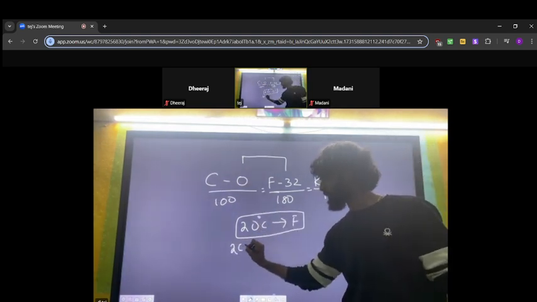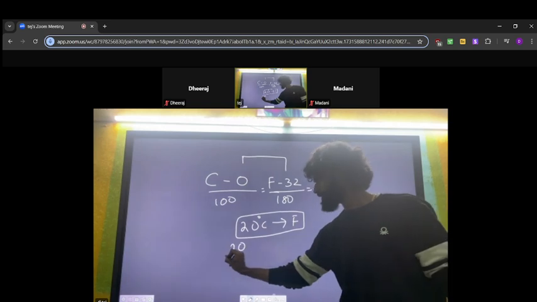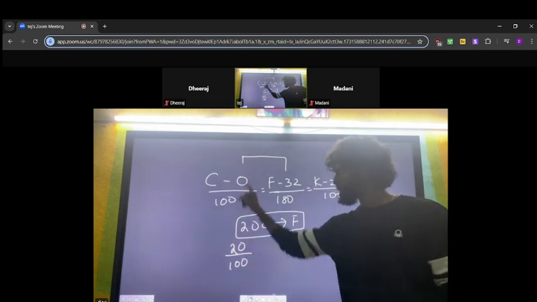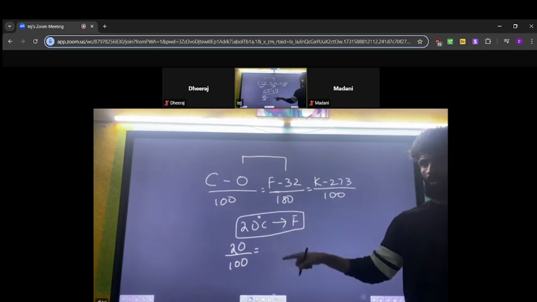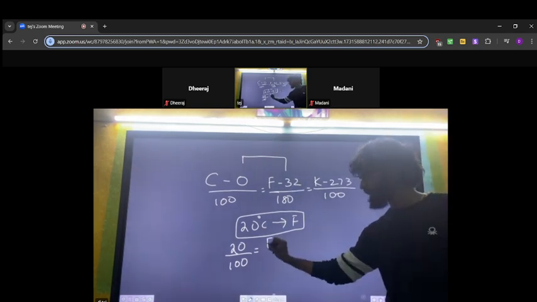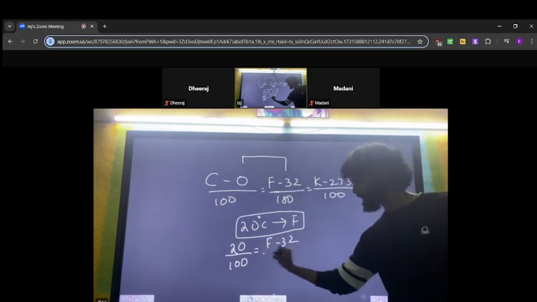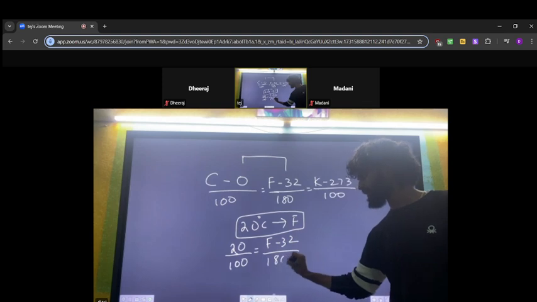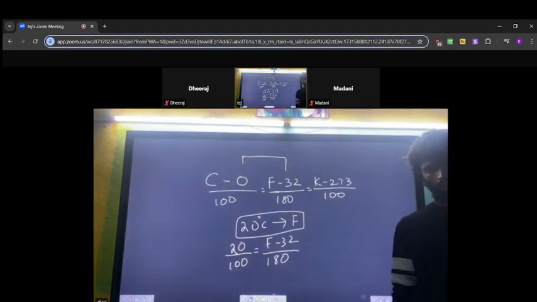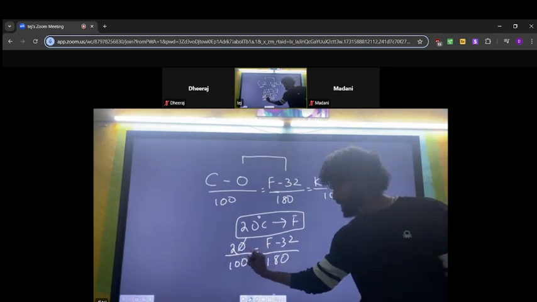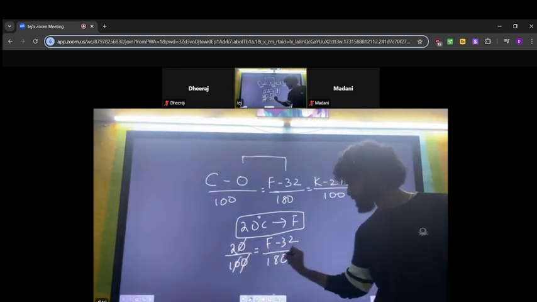So it becomes 20 minus 0, 20 itself, divided by 100. I copy paste that. Put the same equal to as it is. Fahrenheit, I don't know. I'm supposed to find, which means keep the F as it is. F minus 32 divided by 180. Now I can see the denominator, both of them are having 0 and 0. Use your brains. Cancel one 0 with the 20. Cancel the other 0 with this 180.